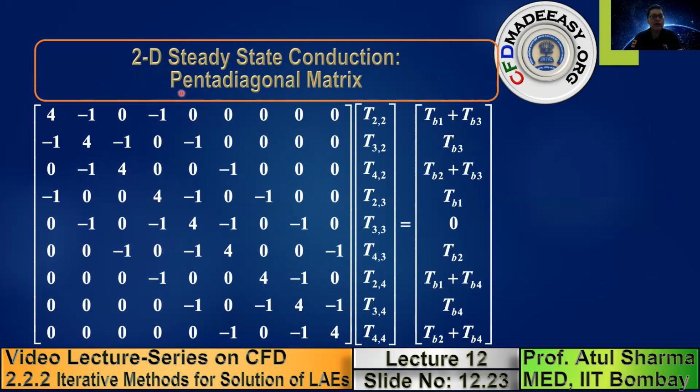So there are 5 diagonals where you have non-zero values. That's why this is called a pentadiagonal matrix. And all the other elements, note that they are 0. You can also note that if there is a larger number of grid points, then in the coefficient matrix there are many more zeros as compared to the non-zeros. This is the case when we have 9 yellow circles or 9 internal grid points.